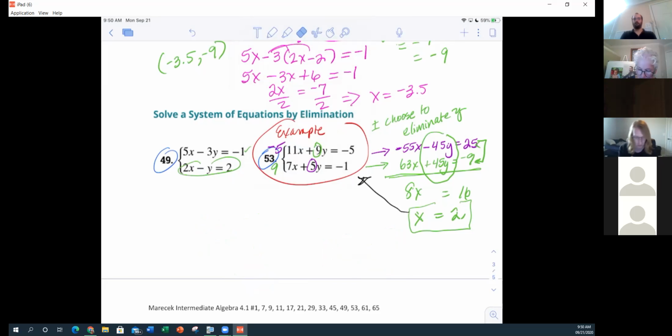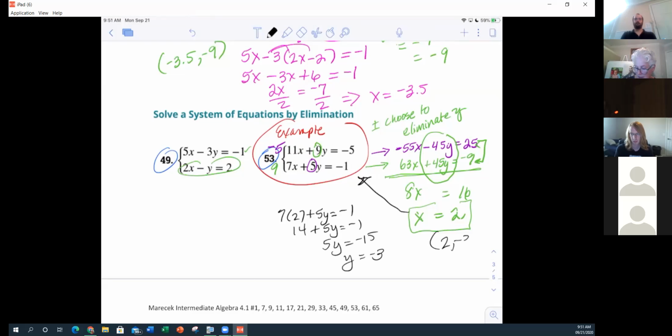Disregard all of that. So that would have given me 7 times 2 plus 5y equals negative 1. So that would be 14 plus 5y equals negative 1. 5y equals negative 15. So y equals negative 3. And so my answer should have been 2, negative 3. And then to check, plug it back into this equation, and it should check, hopefully.